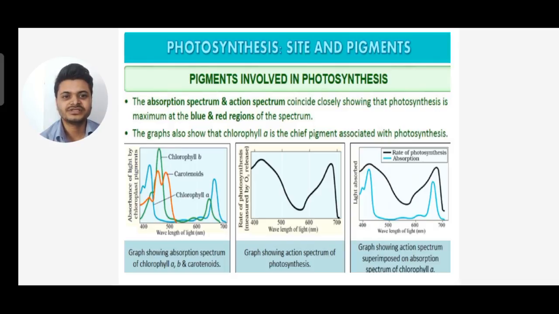The first graph shows the absorption spectrum of chlorophyll A, B and carotenoid. The next graph shows the action spectrum of photosynthesis, and the third graph shows the action spectrum superimposed on the absorption spectrum of chlorophyll A. You can see the rate of photosynthesis and absorption. In the first figure you can see chlorophyll A, carotenoid and chlorophyll B. The graph also shows that chlorophyll A is the chief pigment associated with photosynthesis.